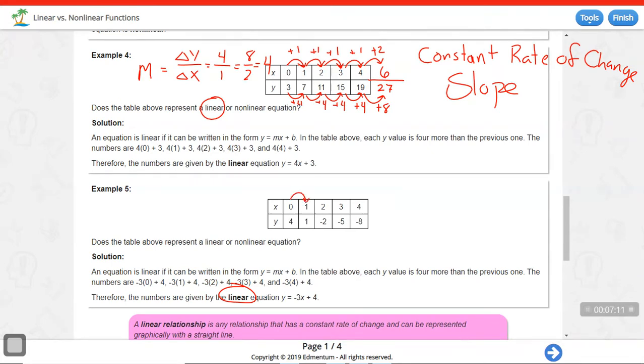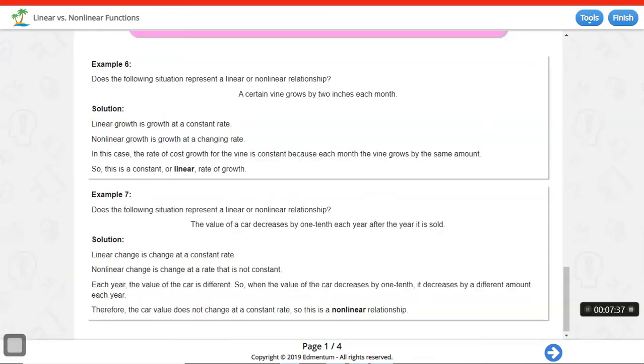But let's just see why. Notice here, we're going up 1, up 1, up 1, up 1. So the bottom's got to be doing the same thing. I'm going down 3, down 3. It has to be consistent the whole way, down 3, and down 3. Since the top was consistent the whole way, the bottom has to be consistent the whole way, and therefore we have a linear relationship. All right, let's keep moving on here.